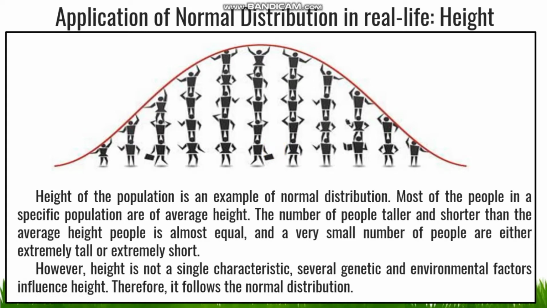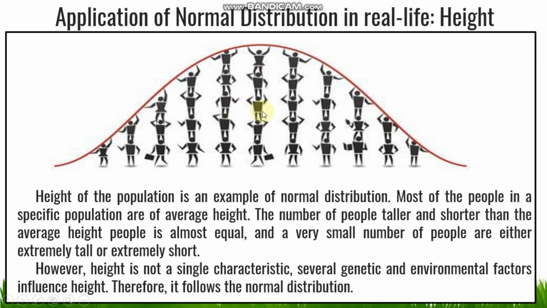One of its applications is the random variable height. Height is an application of normal distribution. We know that there is an average height, then there is above average height, and there is below average height in a certain country. Therefore, the number of people taller and shorter than the average height is almost equal, and a very small number of people are either extremely tall or extremely short.